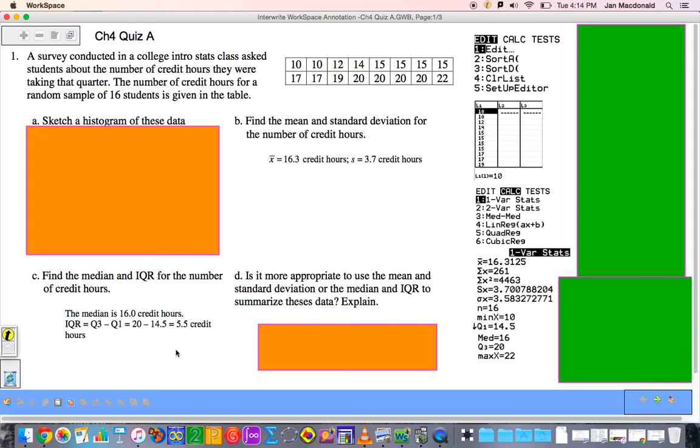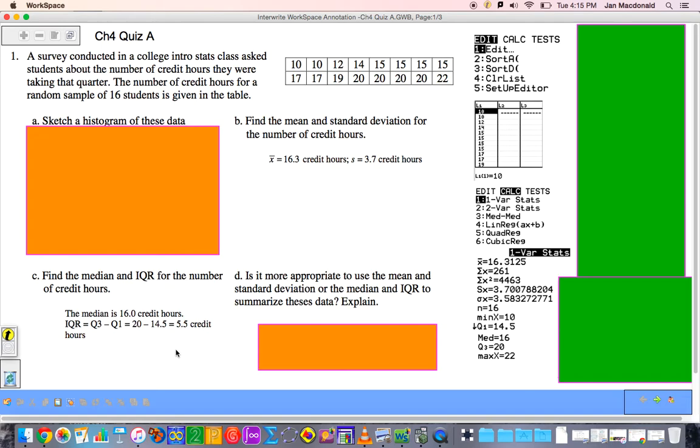Again, let's take a look at part D. Is it more appropriate to use the mean and the standard deviation or the median and the IQR to summarize these data? Well, we know when we summarize data, we want to talk about shape, center, spread. Well, when we talk about center, we're either going to talk about the mean or we're going to talk about the median. We talk about the mean if our graph is roughly symmetric, bell-shaped. We talk about the median if our graph is not so symmetric or skewed in either direction.